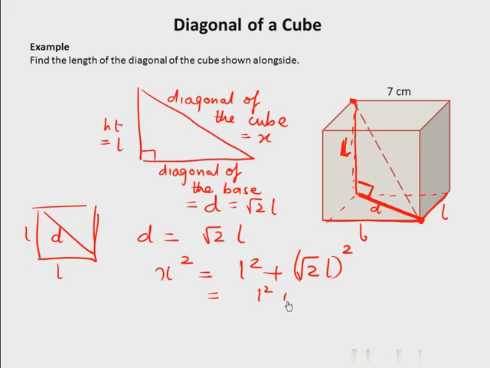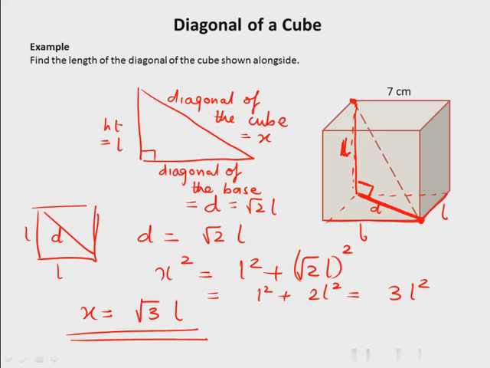So it's L square plus 2L square, which is 3L square. So X will be root 3L. And that's my diagonal of the cube. The diagonal of the cube is root 3 times the length of the side of a cube. The length of the side of the cube is given as 7 in this question. So it turns out to be 7 root 3 centimeters.